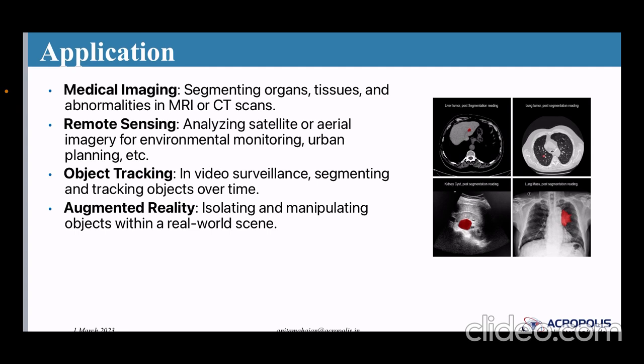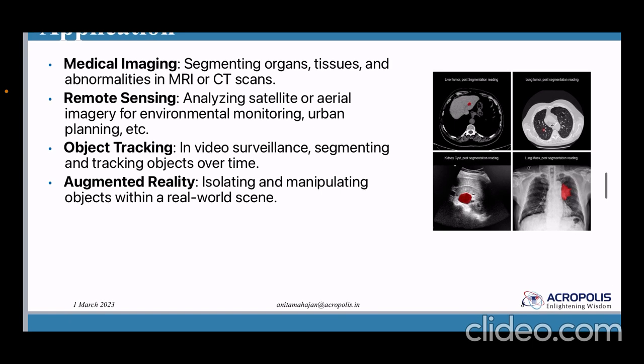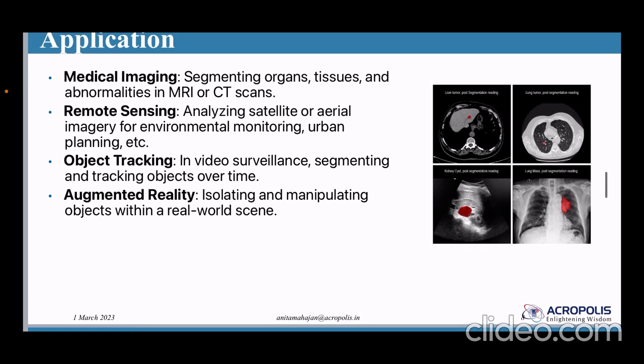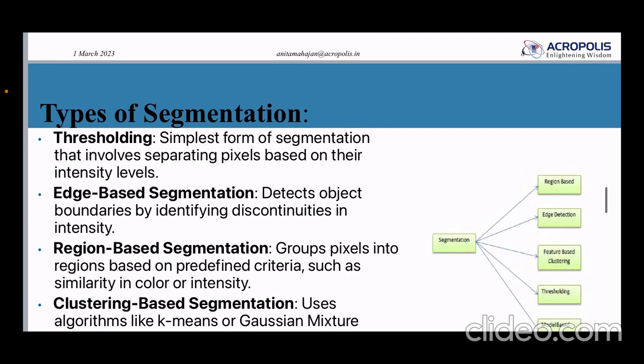applications of segmentation, like medical imaging, remote sensing, object tracking, and augmented reality. As I have shown in the picture, segmentation is used in medical imaging like MRIs and CT scans, and remote sensing is analyzing satellite or aerial imagery for environmental monitoring or urban planning, etc. Object tracking in video surveillance, segmenting and tracking objects over time. Augmented reality is isolating and manipulating objects within a real world scenario.